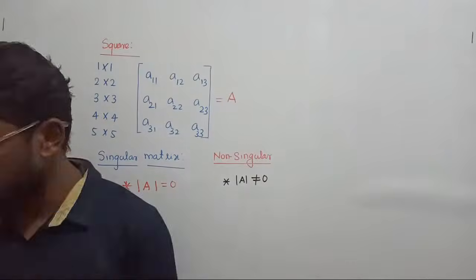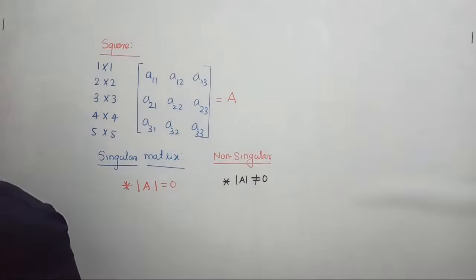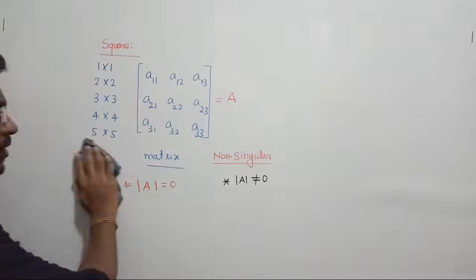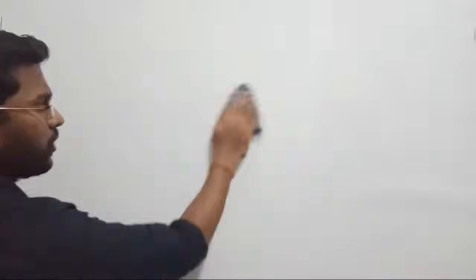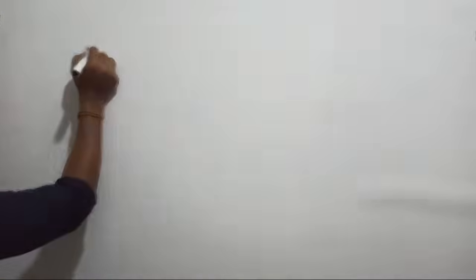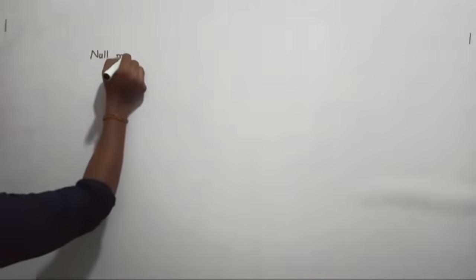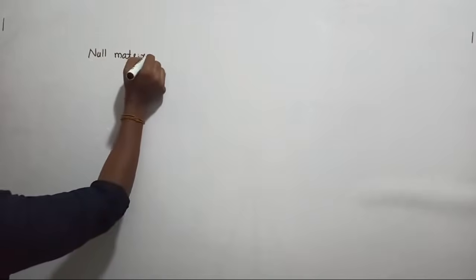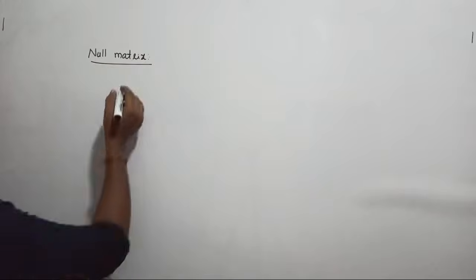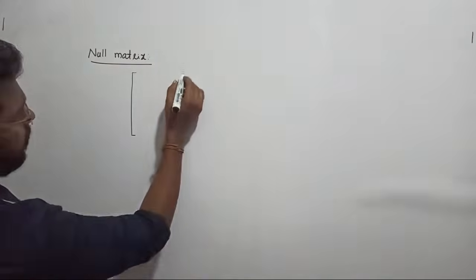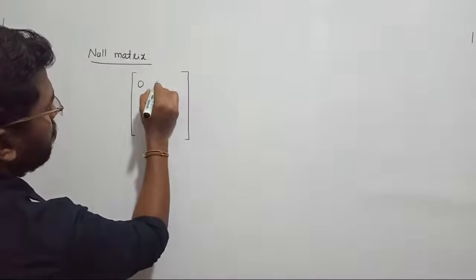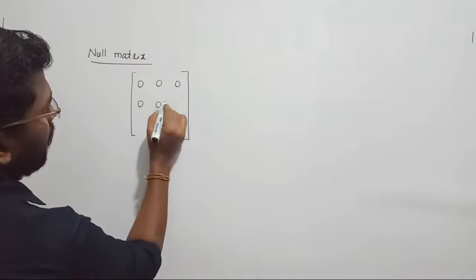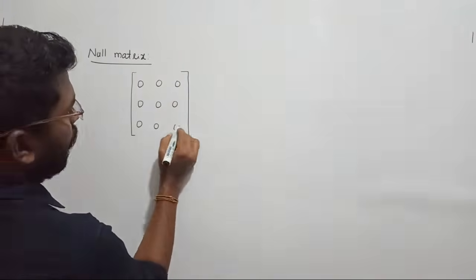So let us move on to the next type of classification. Let us talk about null matrix. So what do we mean by null matrix? Null matrix, in the sense, you can select a 2 cross 2, 3 cross 3, 4 cross 4 square matrix only. So if you are going with a 3 cross 3 matrix, then what do I mean by null?